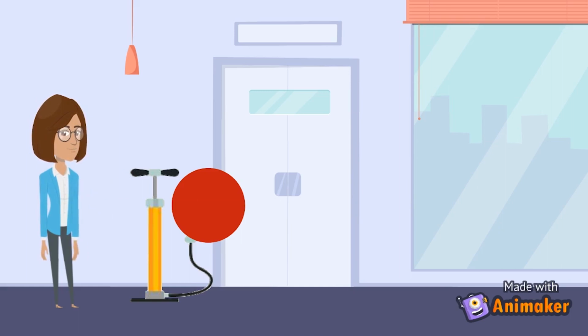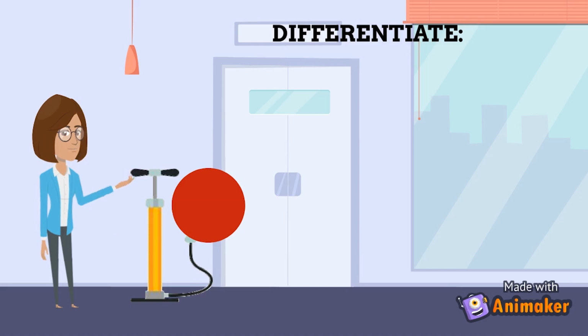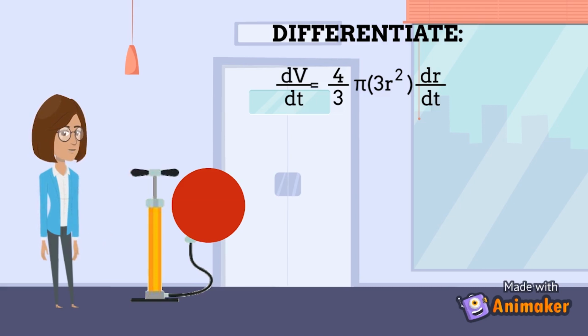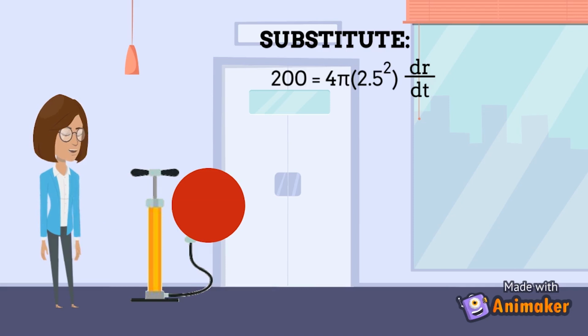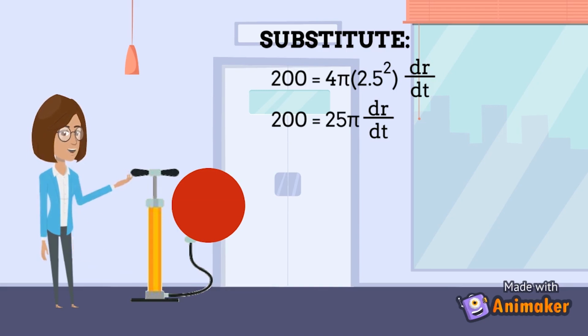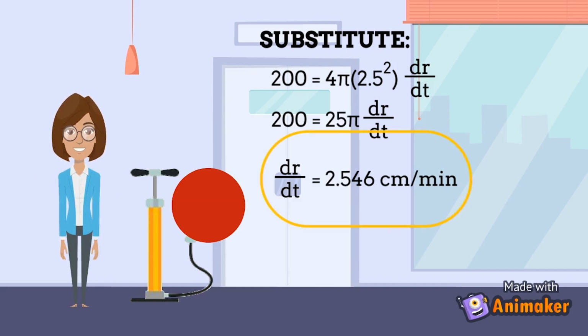First, I differentiate the formula for the volume of a sphere. dv over dt equals 4 over 3 pi multiplied by 3r squared dr over dt. 3 will be cancelled, so we're left with 4 pi r squared dr over dt. Now, we substitute. It will now be 200 equals 4 pi times 2.5 squared dr over dt. 4 pi times 2.5 squared becomes 25 pi. Then, we isolate dr over dt. dr over dt equals 200 over 25 pi. Evaluate, the final answer will be dr over dt equals 2.546 centimeters per minute.